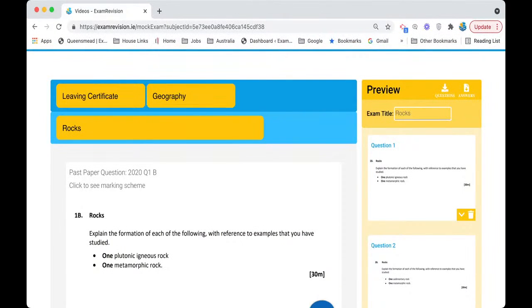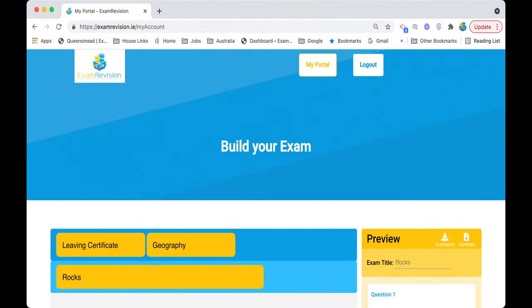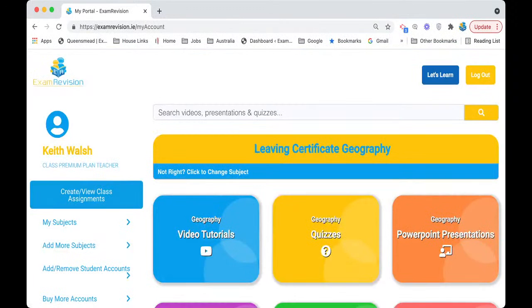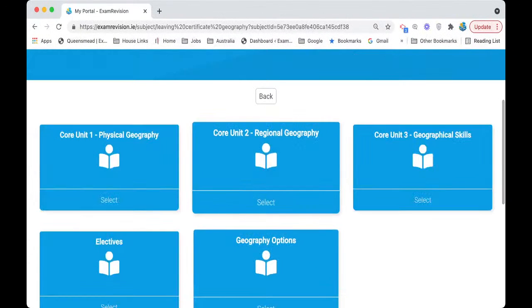Okay, so just to let you know, for those of you that are watching and are not familiar with what's available in ExamRevision, it's like that for the entire course. So if you go into regional again, the whole thing is broken down.